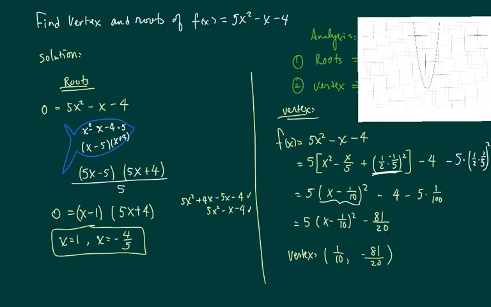vertex form because this square term, the smallest it could ever be is 0. And that happens at x equal to 1 over 10. And when that happens, this chunk goes away. The smallest the function could ever be is minus 81 over 20. And that's where the vertex is. Well, I hope this helps.